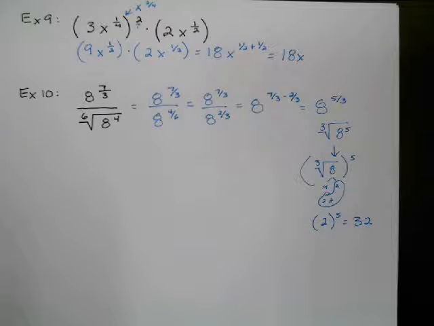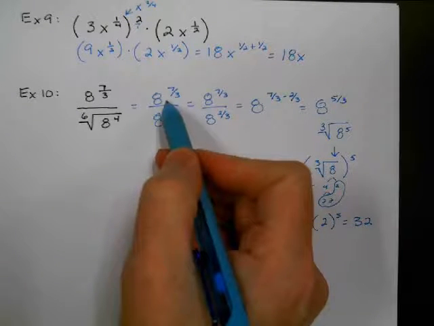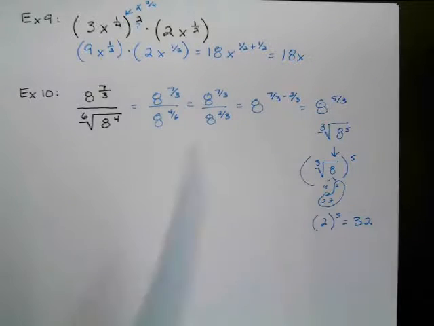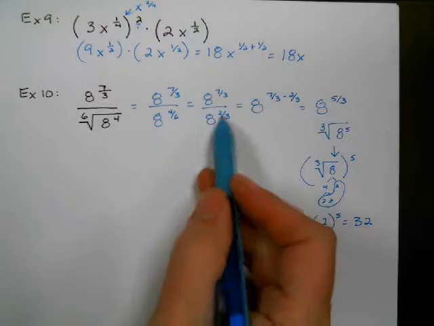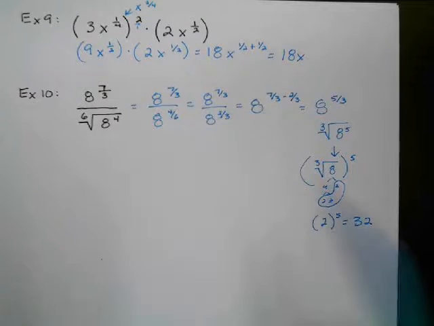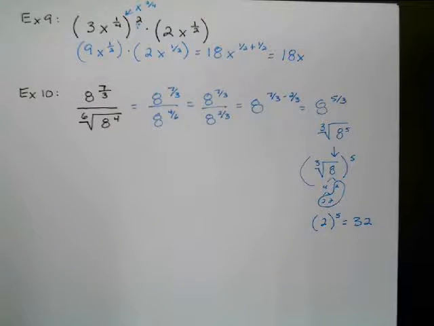Done. Could you have done it a different way? Yes, you could have. You could have, at this point, done this whole thing with 8 to the 7/3 power, and you would have gotten like 128, I think. Probably. And then over here, you would have gotten 4. So 128 divided by 4 is 32. So you could have done it a different way if you wanted to. As long as you use your operations correctly, the order doesn't really matter.